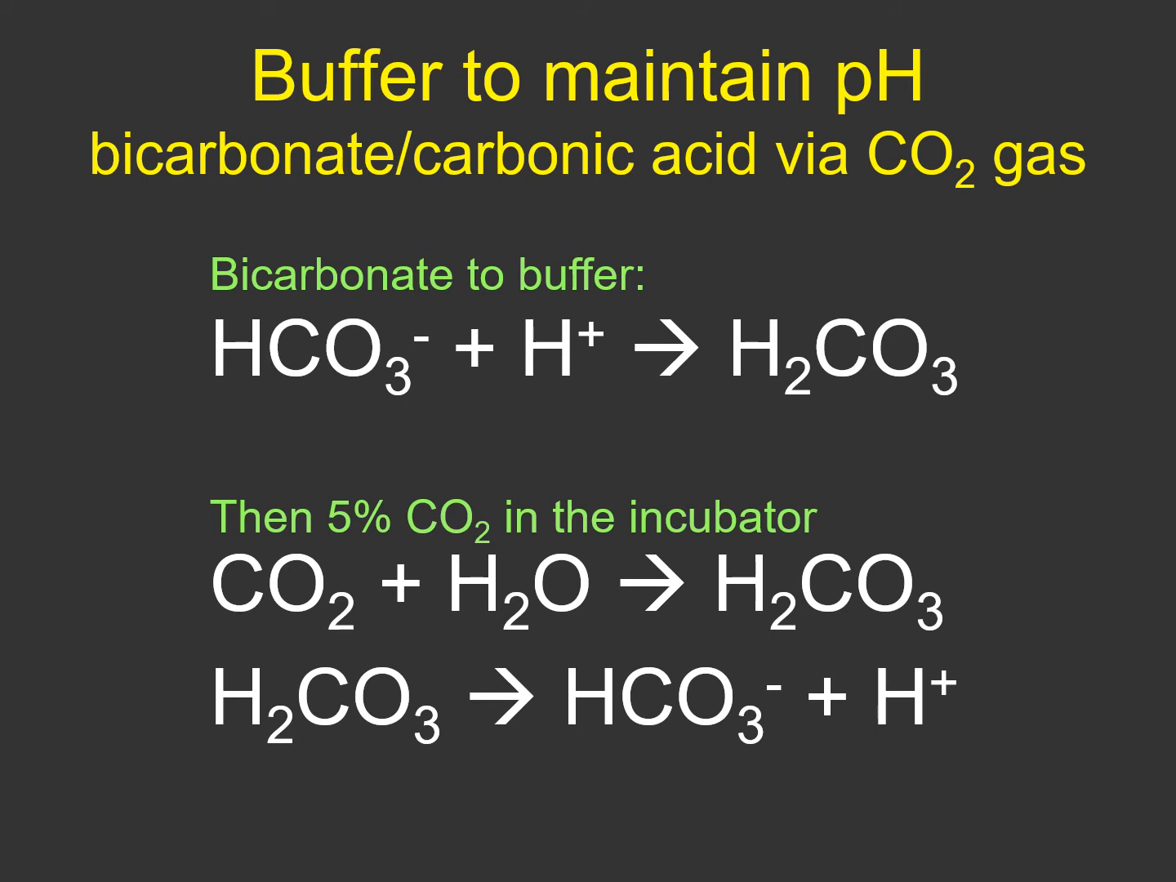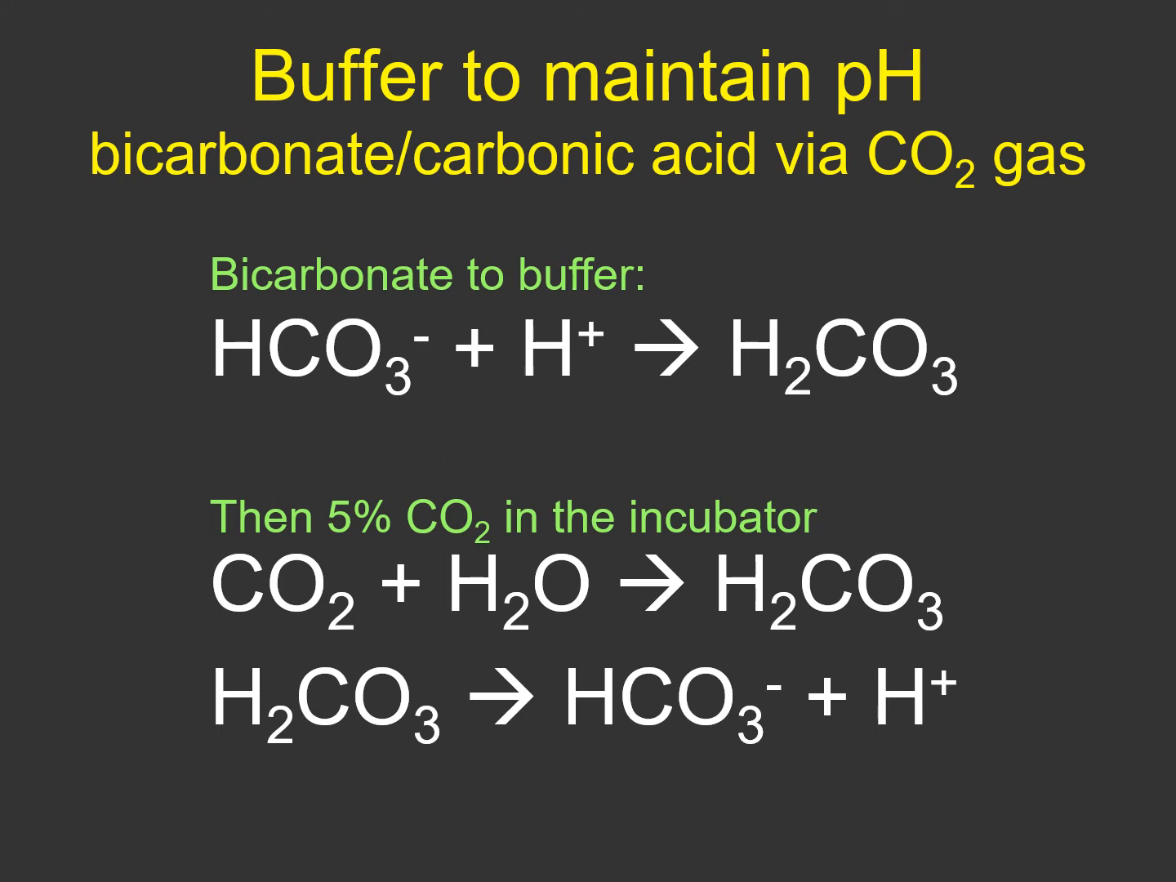To provide carbonic acid, we add 5% CO2 to the incubator. That's released in the air. That CO2 will mix with water to form carbonic acid. That carbonic acid will dissociate to bicarbonate ions and H+ ions. So if there are too few H+ ions, the carbonic acid can supply them. And so we have this buffering between the bicarbonate ion and the CO2 that forms carbonic acid that keeps the pH in the cell culture media about 7.2 to 7.4.